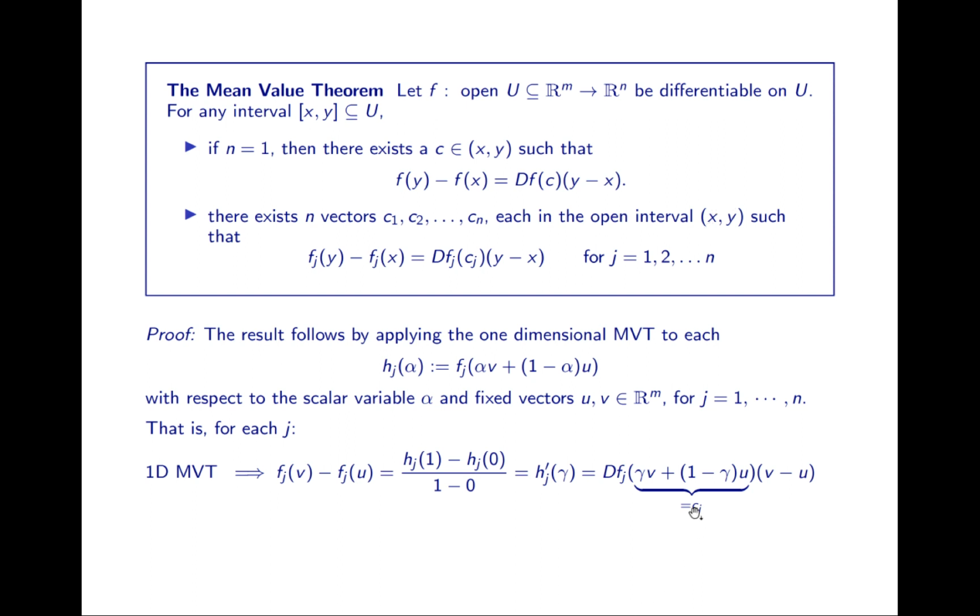And how do I know that this is on the open interval? Because this gamma, which is guaranteed to exist by the one-dimensional mean value theorem, is in the open interval 0 to 1. So we've proven our result. And that's it for today.